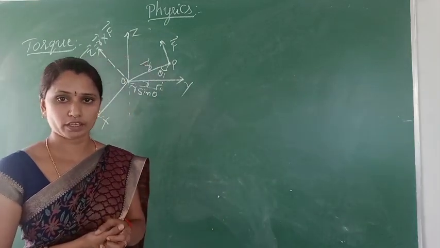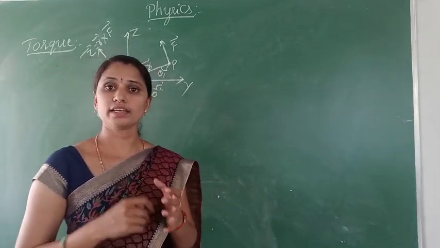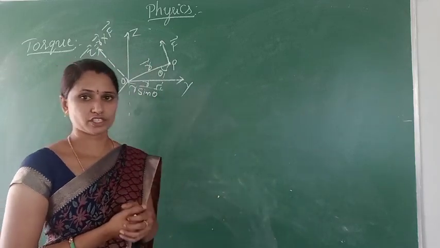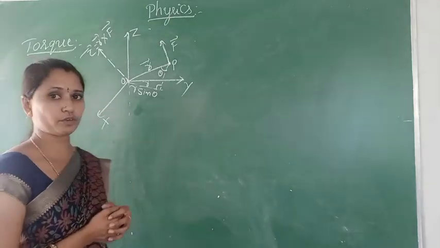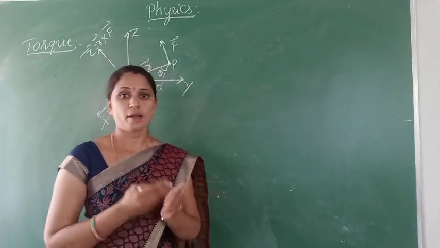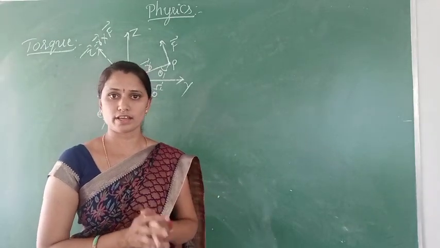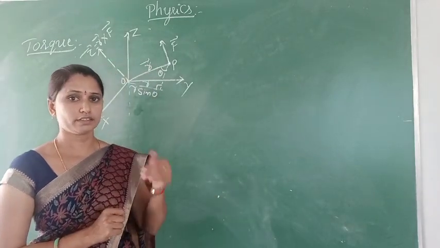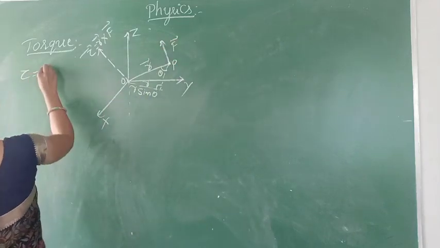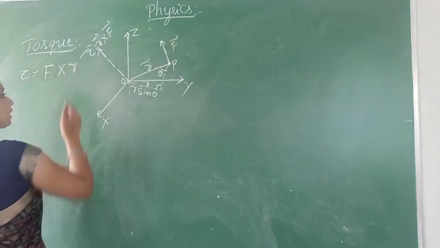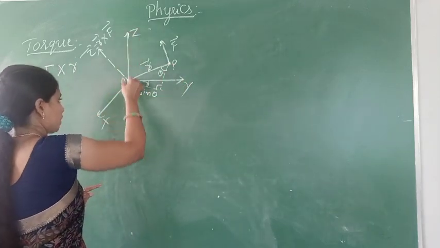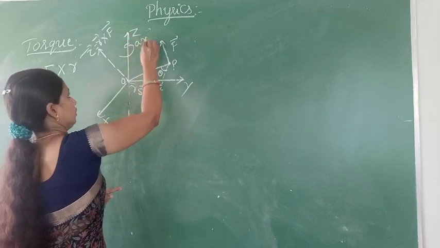So what is meant by torque? Torque is the turning effect of force produced about its axis of rotation. It is the turning effect of force produced about the fixed axis of rotation. Torque is the product of force and the perpendicular distance from the axis of rotation. Here we assume the z-axis to be the axis of rotation.